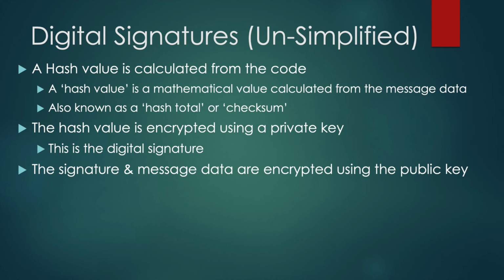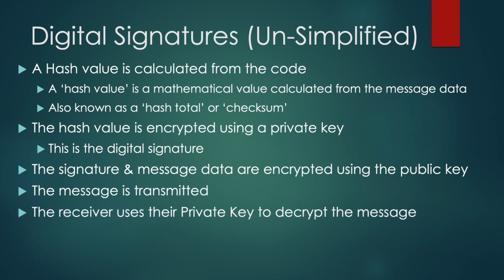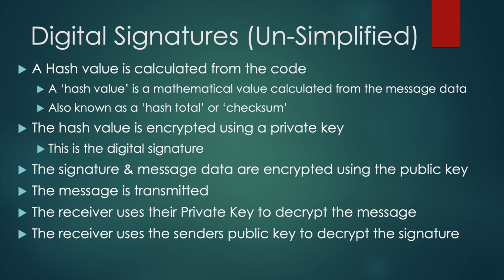So in this case, if you remember the public key from the bank, the message is transmitted. The receiver, the bank in this case, uses their private key to decrypt the message. And then the receiver uses the sender's public key to decrypt the signature. This is where, at the start of the video, I said the public key and private key may be used for different things. From the bank's perspective in this relationship, the bank has a private key, which is used to decrypt the message, but it also has access to the public key from the sender, which is used to decrypt the signature.